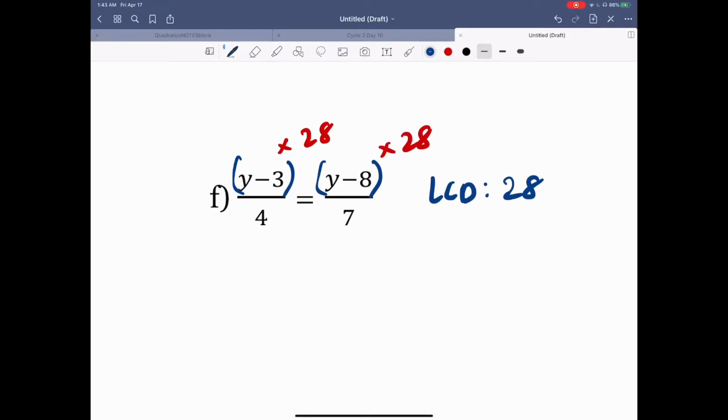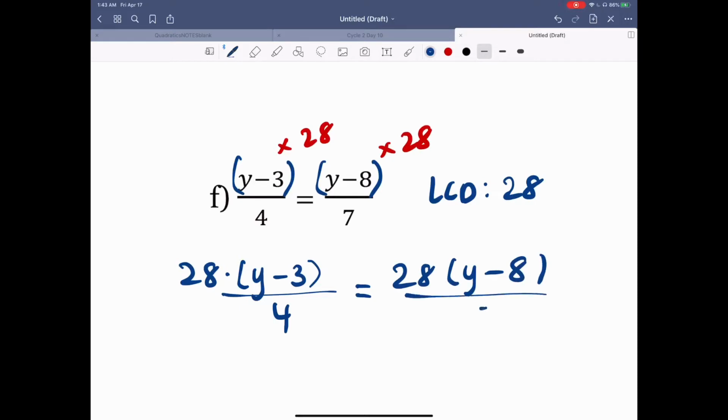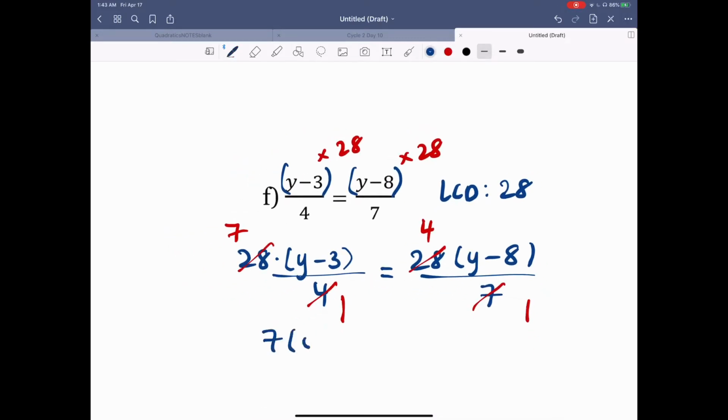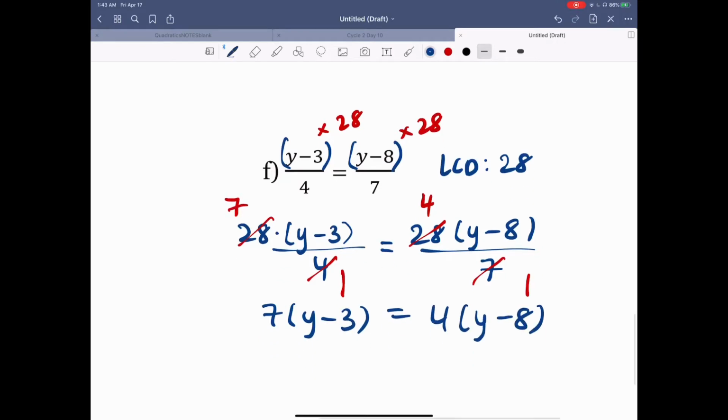And so I'm going to put that 28 at the front, times y minus 3 divided by 4 equals 20 bracket y minus 8 divided by 7. Well, 28 divided by 4 is 7. So that becomes a 7. 4 becomes a 1. 28 divided by 7 is 4. So, or 7 goes into 28 4 times, 7 goes into itself once. And so you have 7 bracket y minus 3 equals 4 bracket y minus 8.